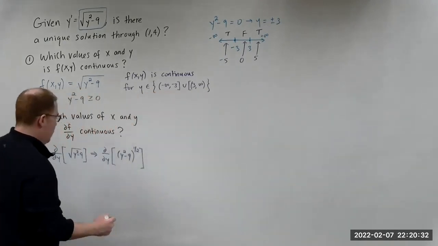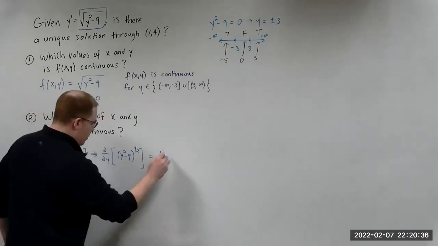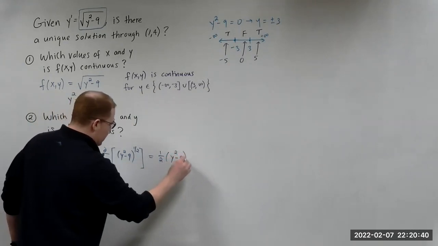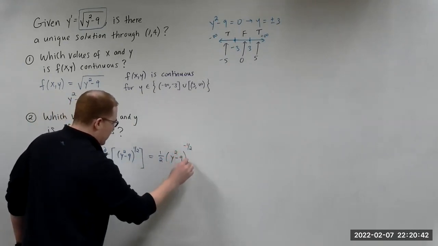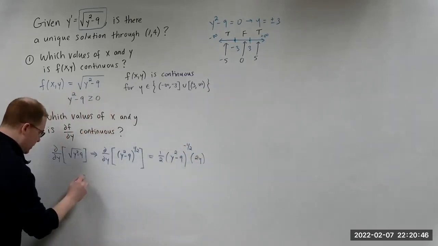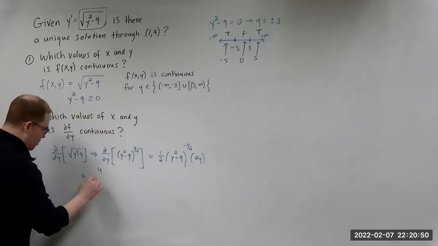Using the power rule, we have 1/2 times y squared minus 9, subtract 1 from the exponent, and take the derivative of the inside part. Then we can simplify that. The 2 and 1/2 cancel out, so we're left with y over.